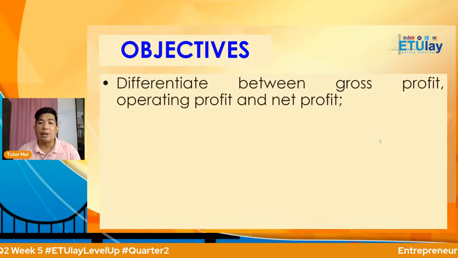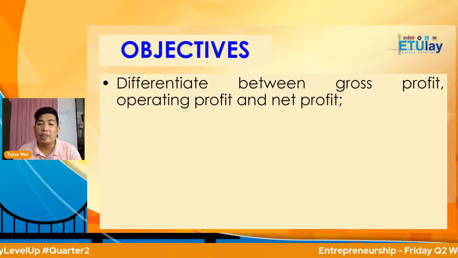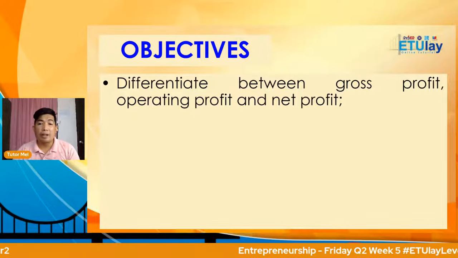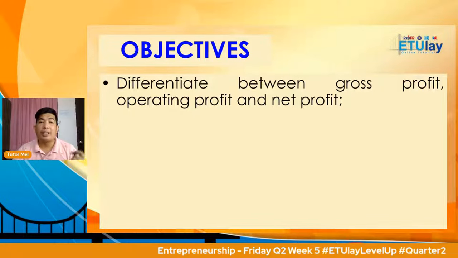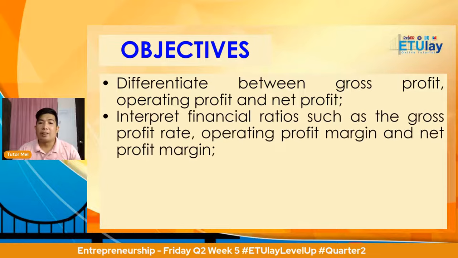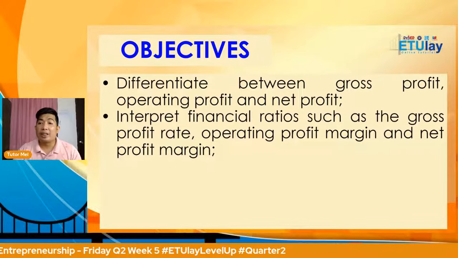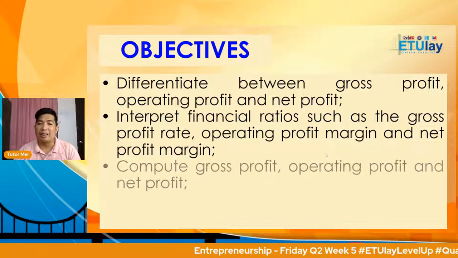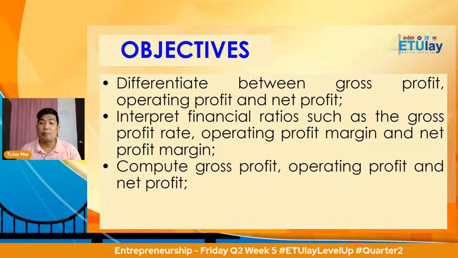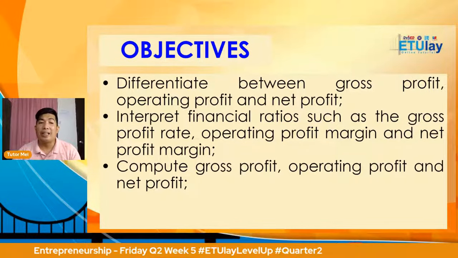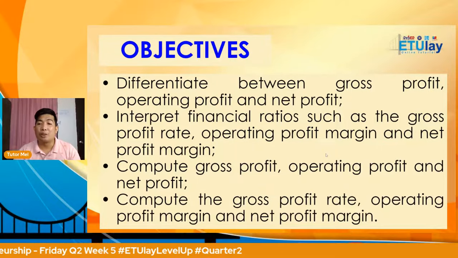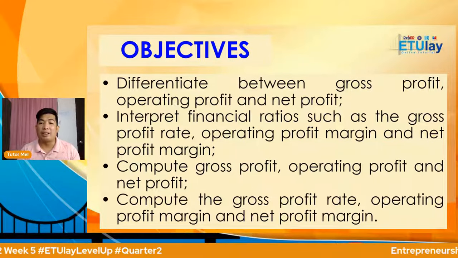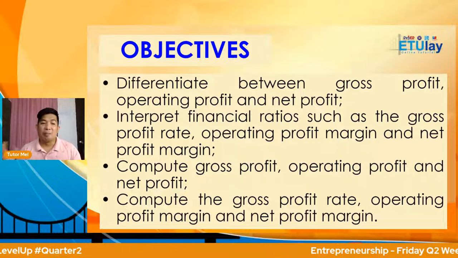Now, let's identify our objectives. First, differentiate between gross profit, operating profit, and net profit. Second, interpret financial ratios such as the gross profit rate, operating profit margin, and net profit margin. Third, compute gross profit, operating profit, and net profit. And last, compute the gross profit rate, operating profit margin, and net profit margin.